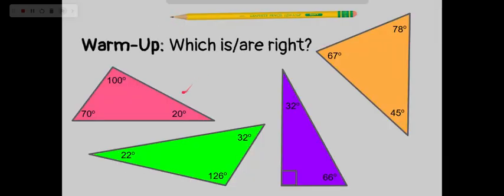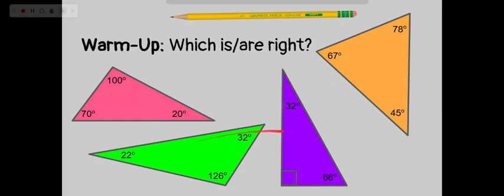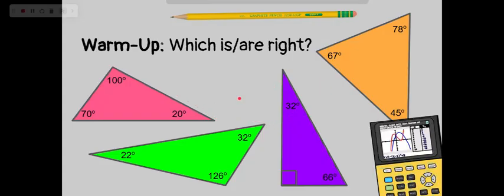For our warm-up, without drawing this, just grab yourself a calculator and figure out which one of these angles is correct, or are there more than one that's correct? Remember, all the angles inside a triangle add up to 180 degrees. Pause the video if you need to. Okay, unpause the video. Hopefully you had time. If not, just pause the video again. But I'm going to start.